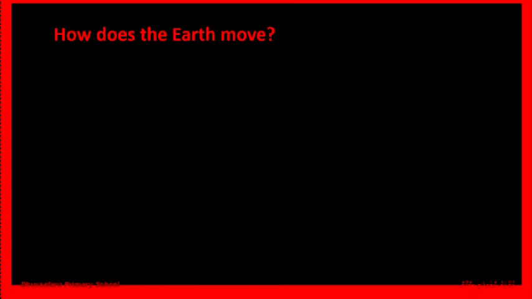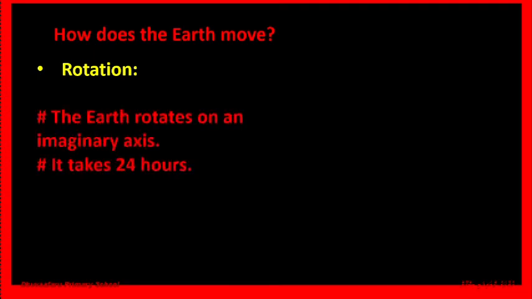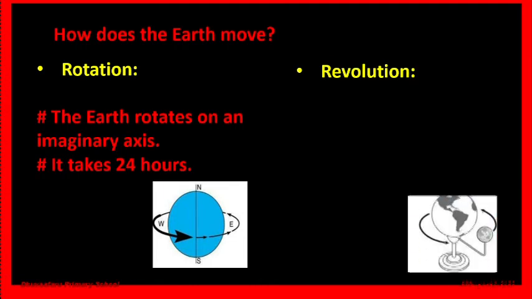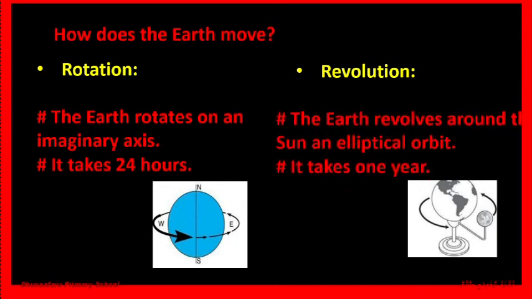How does Earth move? Students, do you know how the Earth moves? Its rotation: the Earth rotates on an imaginary axis. It takes 24 hours. And also its revolution: the Earth revolves around the Sun in an elliptical orbit. It takes 1 year.